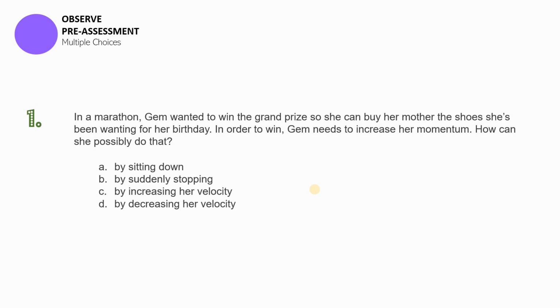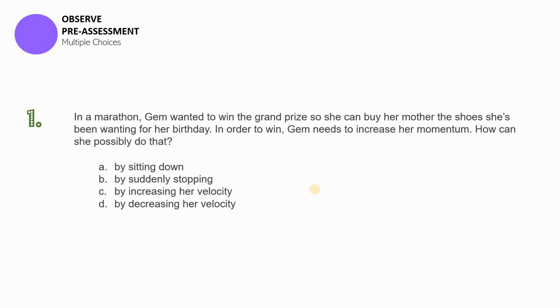We're gonna be gauging that through this pre-assessment. So, are you ready? Okay, let's begin. In item number 1, in a marathon, Jem wanted to win the grand prize so she can buy her mother the shoes she's been wanting for her birthday. In order to win, Jem needs to increase her momentum. How can she possibly do that?